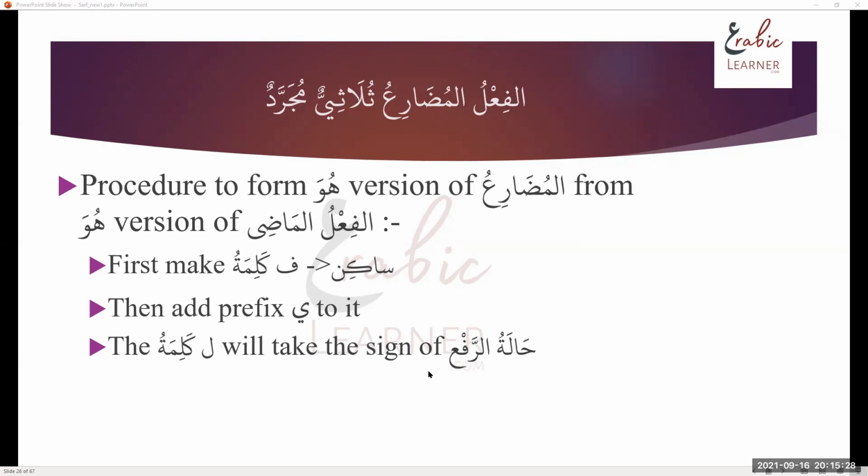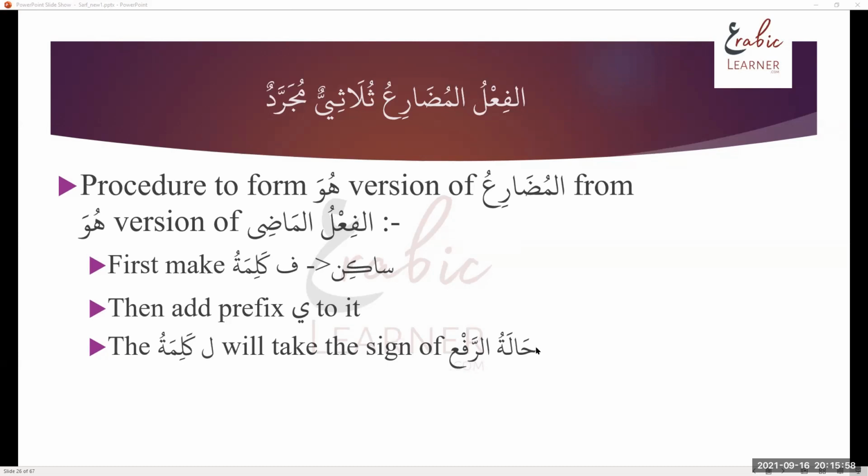And know that all these hala, the status, this I'm talking about rafa, nasab and jar, this is only for fi'lun mudaare. Okay, it's not valid for Maadhi. It is not valid for Maadhi. So here we are talking about Mudaare and more. So inshallah you will know it more. So I'm talking about Mudaare. Now, so lam kalima takes rafa.